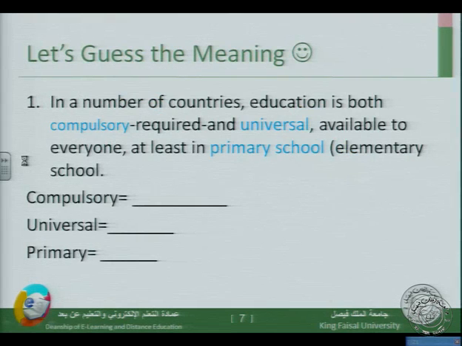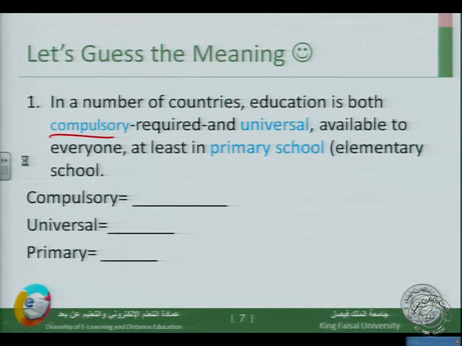Let's guess the meaning now. Read it. In a number of countries, education is both compulsory, dash, required, dash, and universal, comma, available to everyone, comma, at least in a primary school, parenthesis, elementary school. Now, if you look at the colored words with the blue, like compulsory, I ask you now, what is the meaning of this unfamiliar word?